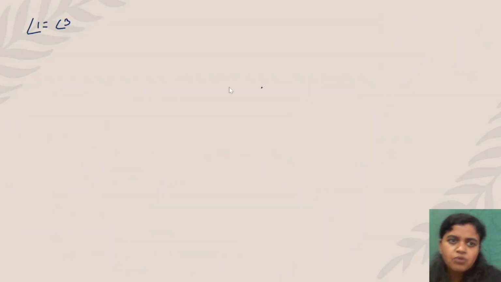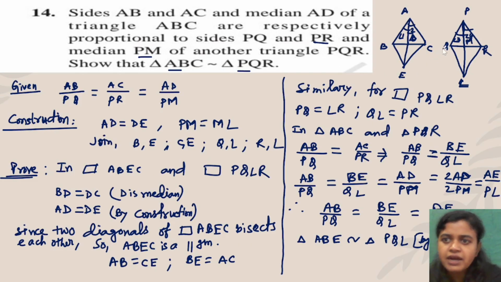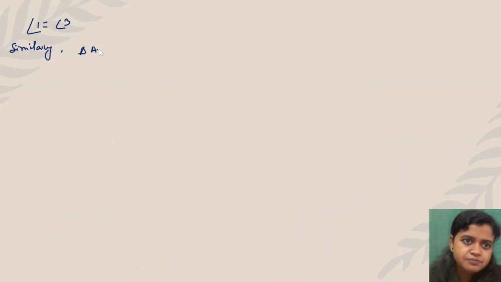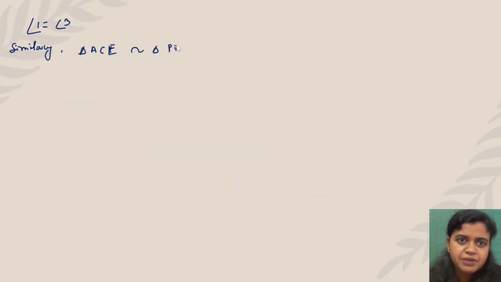Now in a similar case, we can say similarly triangle ACE is similar to triangle PRL, in the same method. So triangle ACE is similar to triangle PRL, and we can write angle 2 is equal to angle 4.